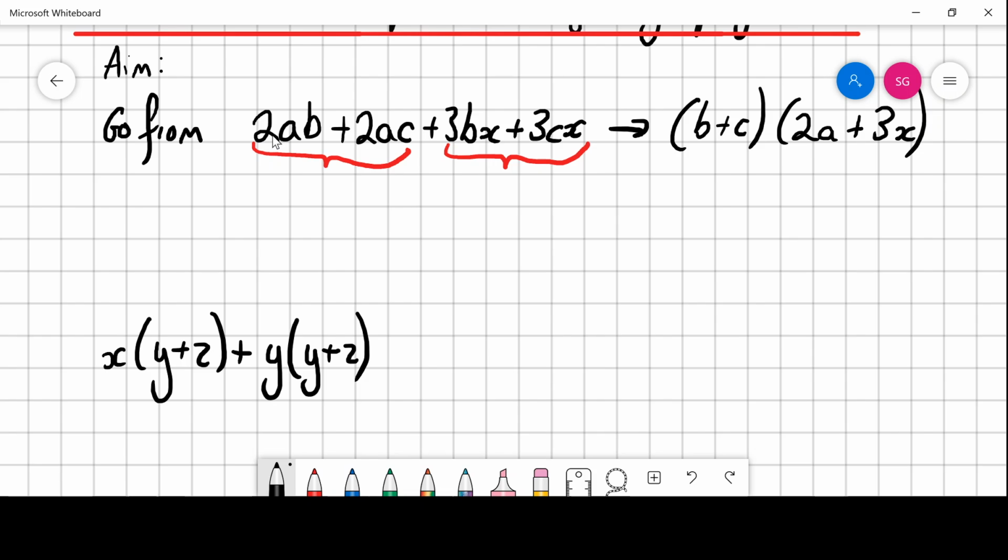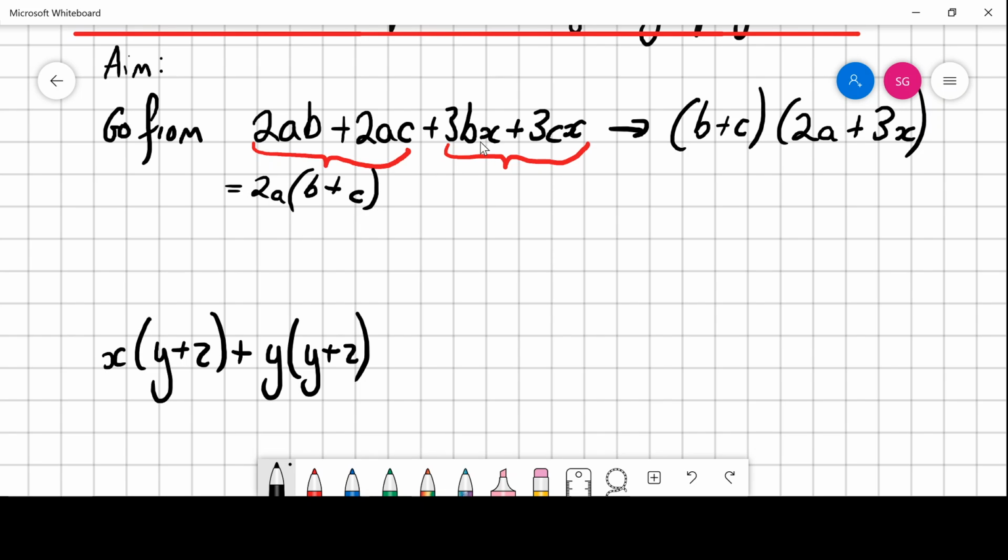What is the highest common factor, HCF, of this section here? Well, we've got 2ab plus 2ac, so we can see that 2a will divide both of those. And inside the bracket, 2a multiplied by b, so b, and 2a multiplied by c, so plus c.